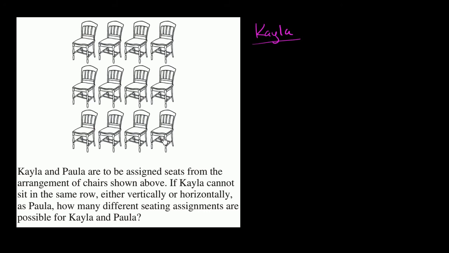Let's think about them in terms of rows and columns, because we don't want Paula to sit in either the same row or column, essentially. They're saying a vertical row, I guess we can view as a column. So how many rows could Kayla sit in? She could sit in the first, second, or third row. So there are 3 possible rows she could sit in. And how many different columns could she sit in? Well, there's 1, 2, 3, and 4 columns.